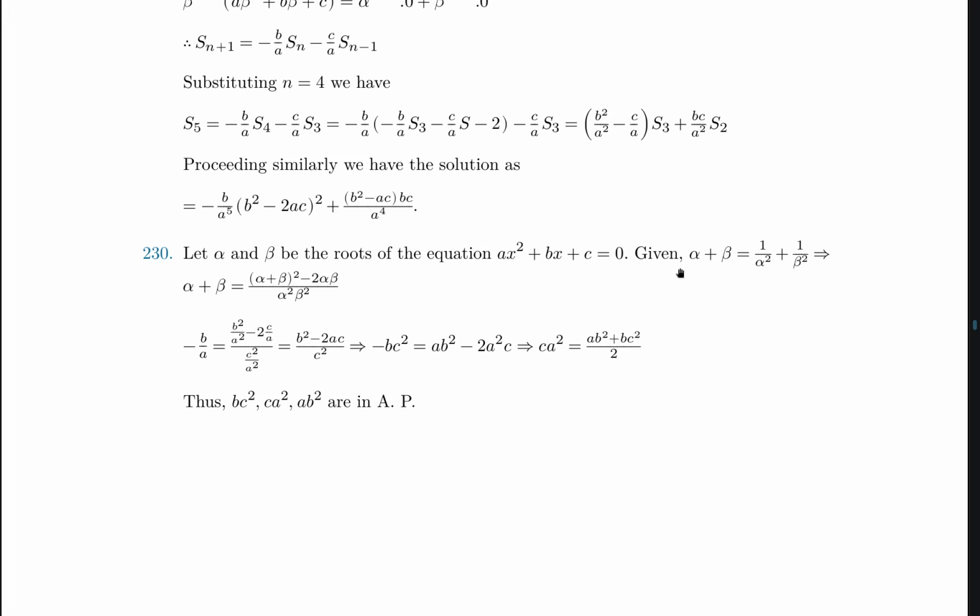So from the given condition, we have alpha plus beta is equal to 1 by alpha square plus 1 by beta square. So alpha plus beta is equal to alpha plus beta whole square minus 2 alpha beta, by alpha square beta square. We substitute the values and we arrive at this condition. ca square is equal to ab square plus bc square by 2, making the given terms which are required to be in AP. So with this, we come to the end of 23rd set.